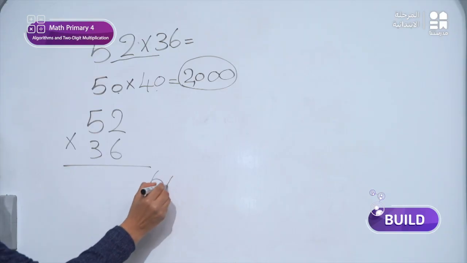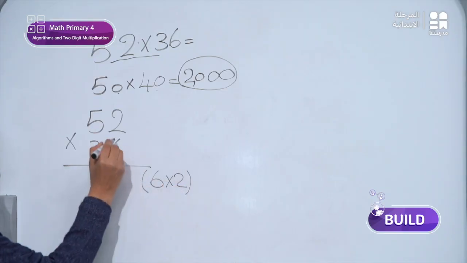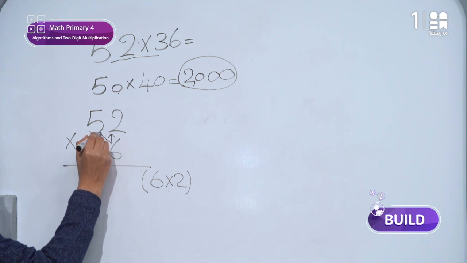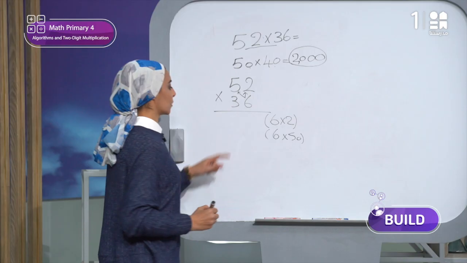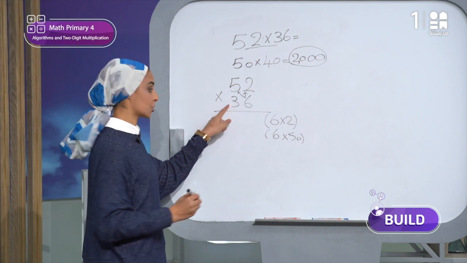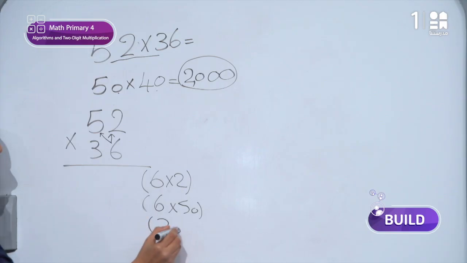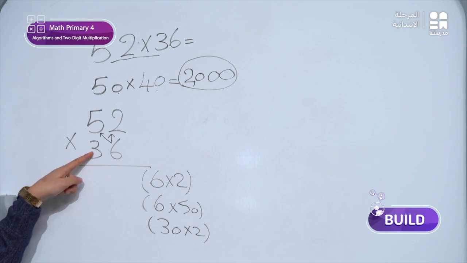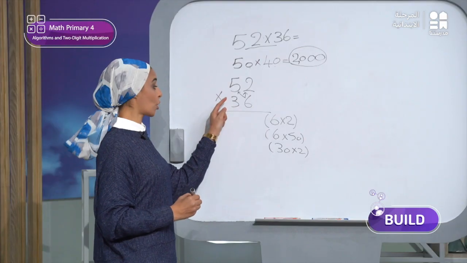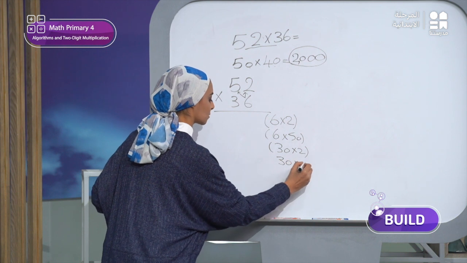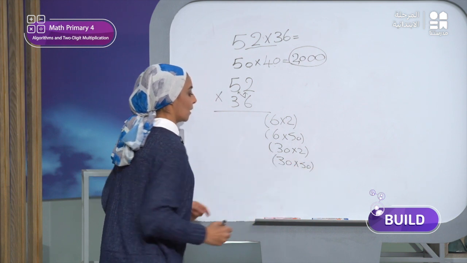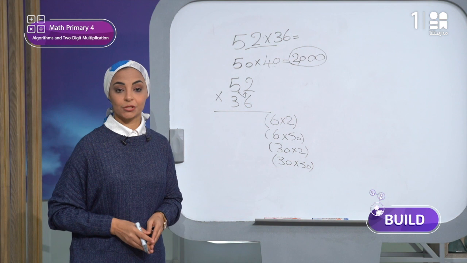Let's write it together. 6 times 2 first, and then 6 times 50. Then, what should I do? Yes, 30 times 2. Then 30 times 50. Why? Because 3 and 5 are tens. So I write it as 30 times 50. And now let's complete the answer.